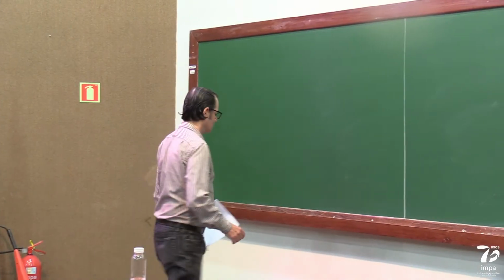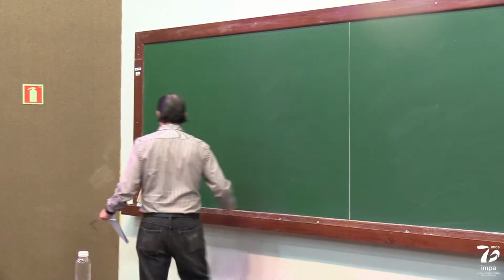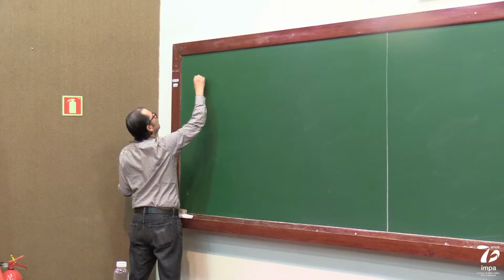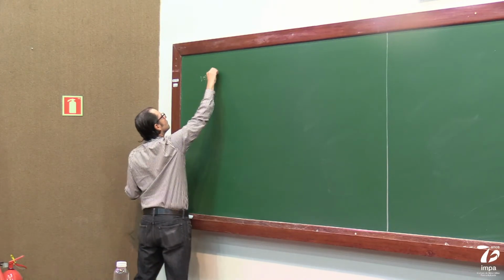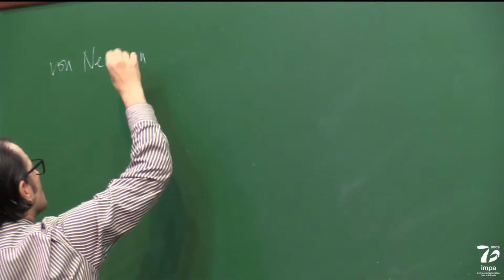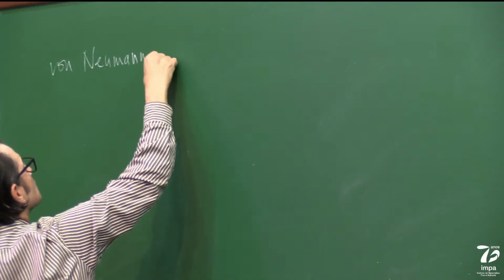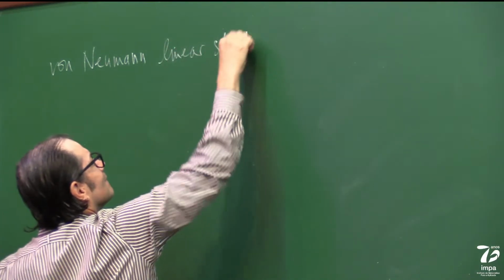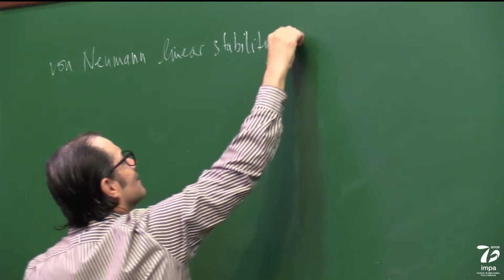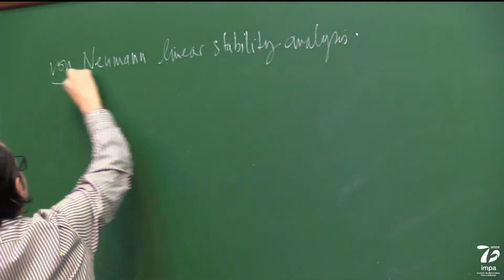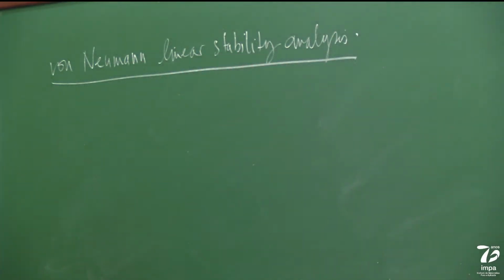Get back and wrap up stability analysis. We will look at the von Neumann. I'm basically barely going to do some examples. Von Neumann. Linear. Stability analysis. And let me mention to you the following.